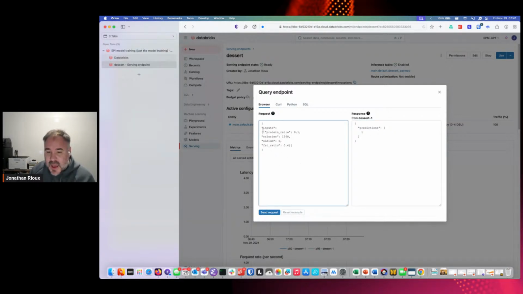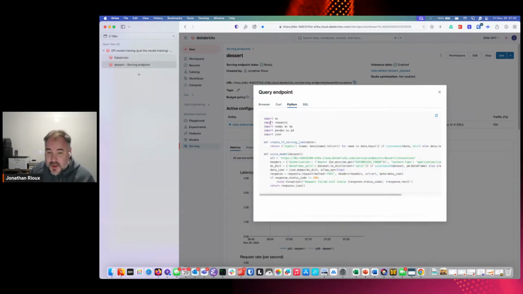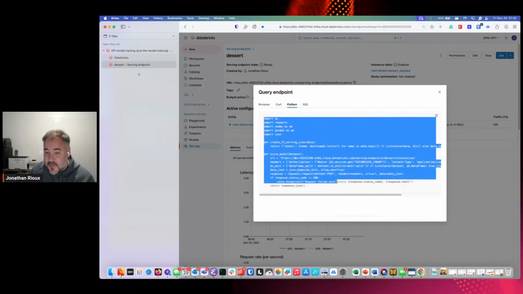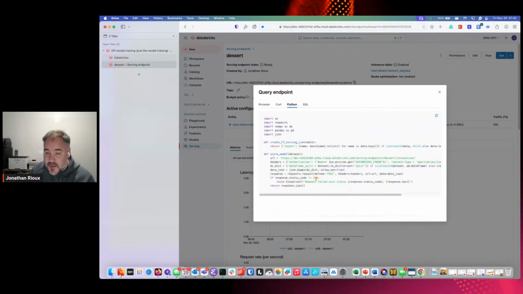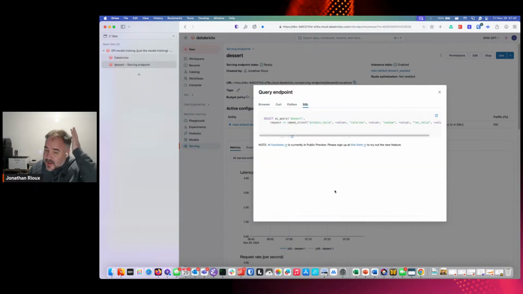But as you can see, I have my exact signature here, and I have the response that I can test. You also have the option to do it via curl for those who use the command line. You can also do it via Python, which is pretty phenomenal, that they provide you with the code to get started.